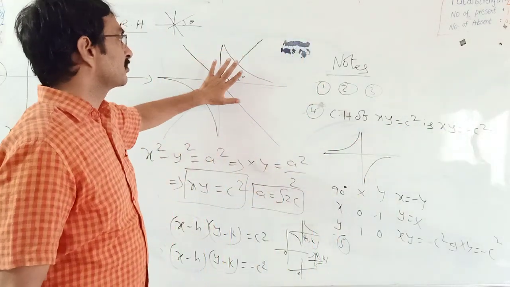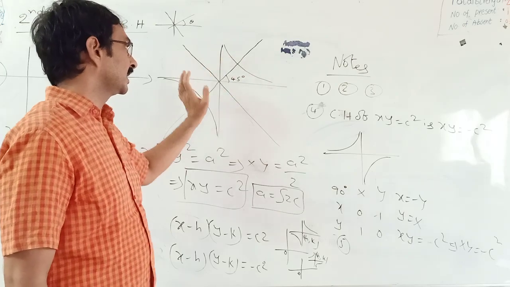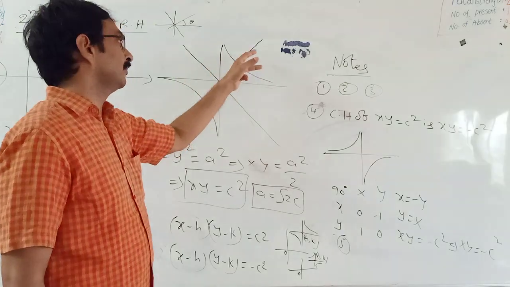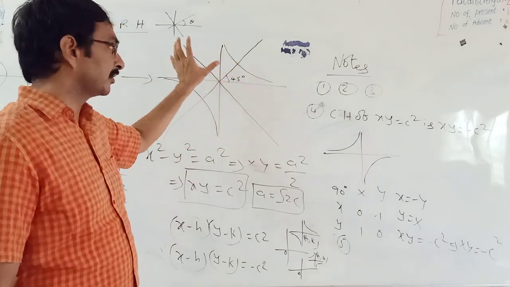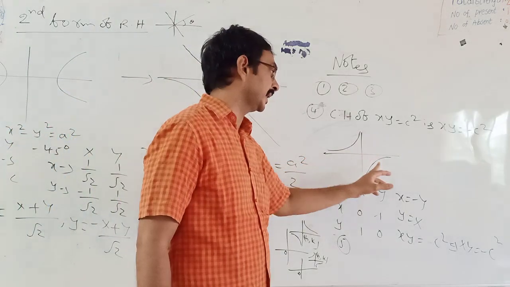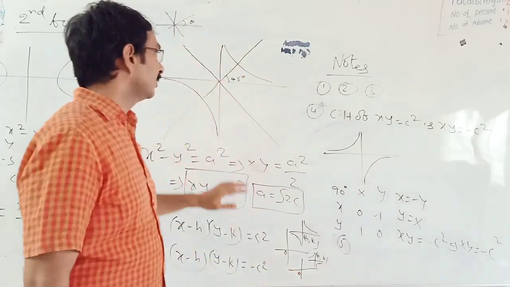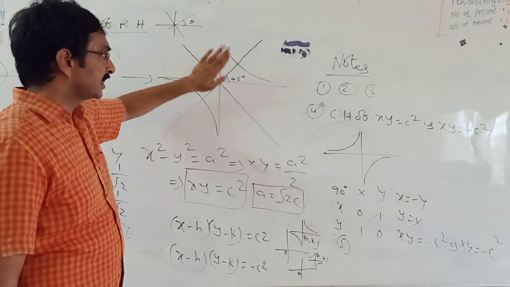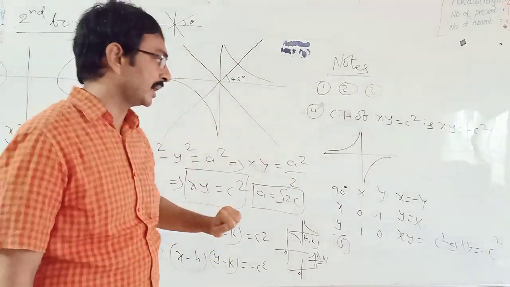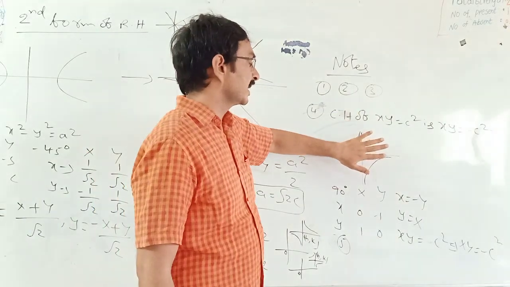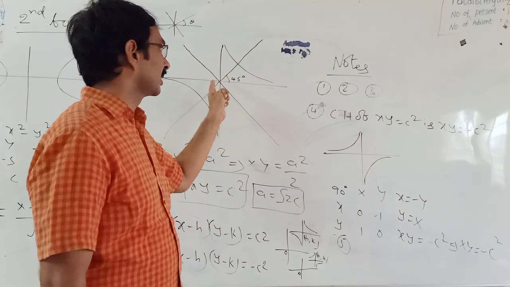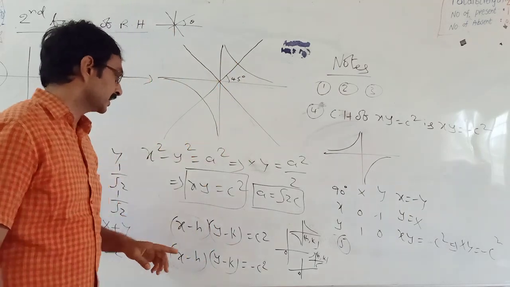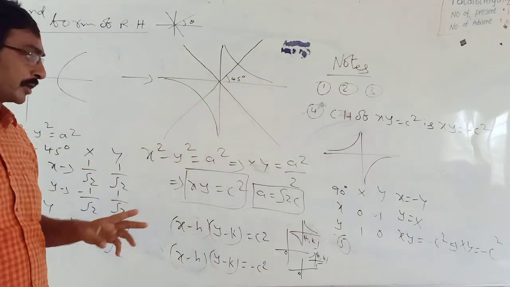If we rotate this one through an angle of 90 degrees, in this case the figure lies in the first and third quadrants; if we rotate 90 degrees, then that figure lies in the second and fourth quadrants. So the equation of this figure is xy equal to c square, and the equation of this figure is xy equal to minus c square. This is the conjugate of this one and vice versa. Next, the shifted form of rectangular hyperbola.